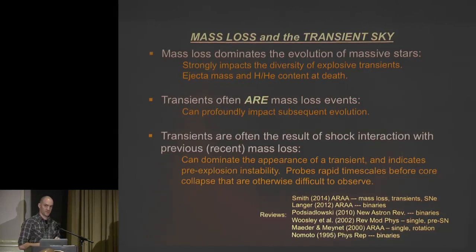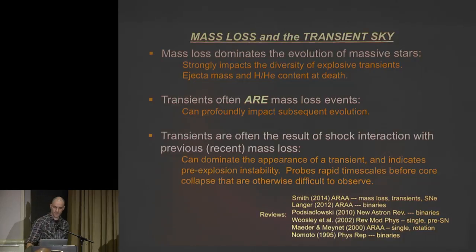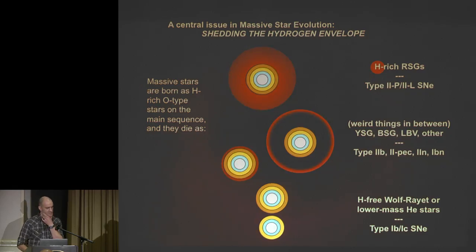And some of these supernovae do some pretty remarkable things when they crash into all that material that they had just ejected. And this gives us a particularly interesting clue about the final phases of nuclear burning that we really can't investigate observationally in many other ways. I listed several reviews here. A lot of what I'm going to talk about is from my more recent review, because that dealt a lot with transients and mass loss and connections to supernovae, but there's a large literature on mass loss and stellar evolution, including binaries.